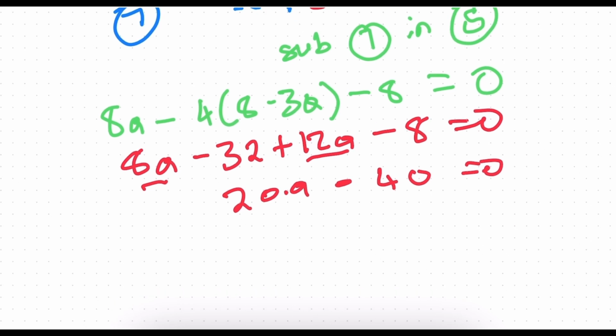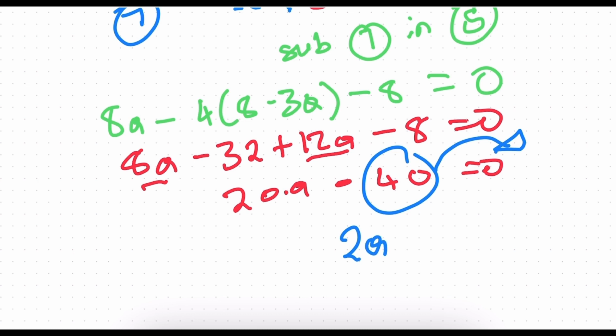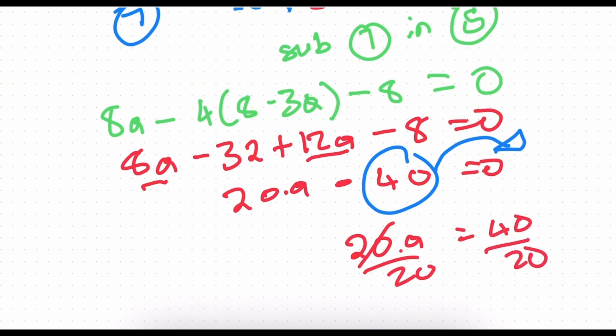And then you take this guy to the other side, so you're left only with the constants on this side. So you literally have your 20A equals 40. Divide by 20 on both sides. This cancels, 40 divided by 20, so therefore your A is equal to 2. Does this value of A make sense to me?